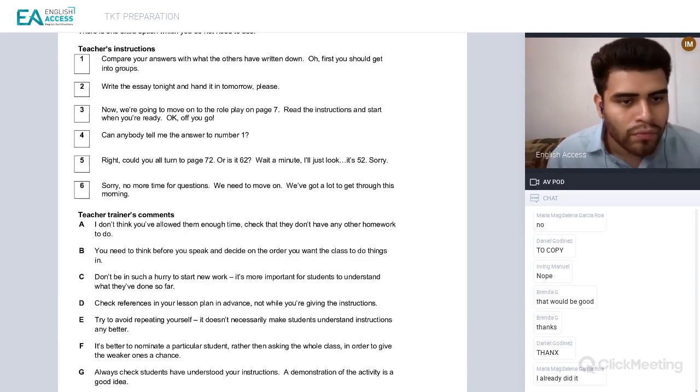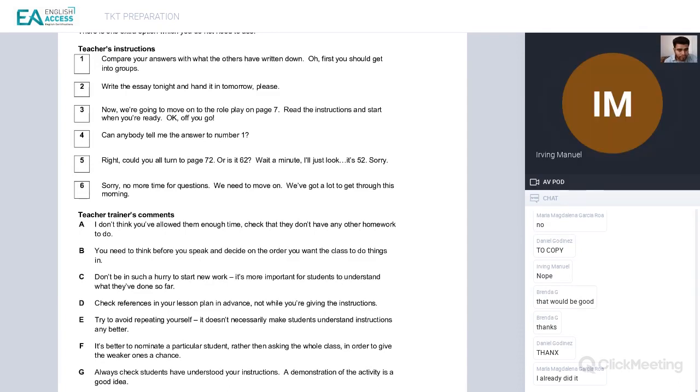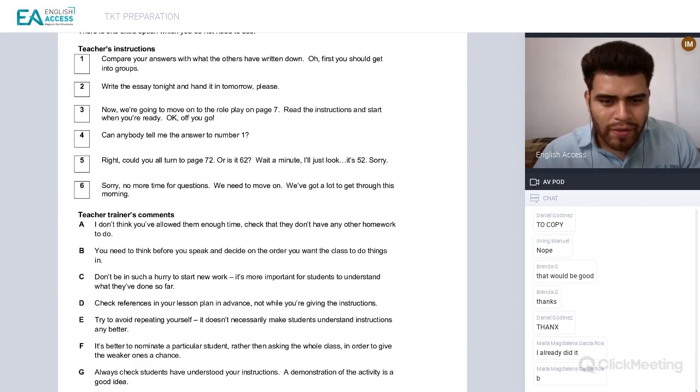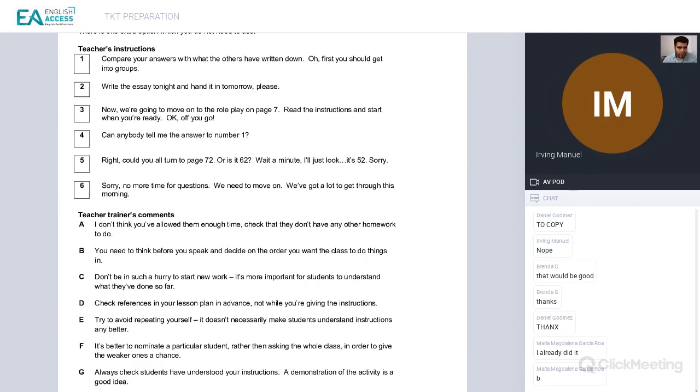Let me see. I don't have to choose just A, B, or C, or do you want me to change the phrase? No, we're going to match the numbers with the letters. Checking understanding, explaining procedures, and motivating. I'm talking about these right here. So we have the teacher's instructions, and we're going to match them to these.